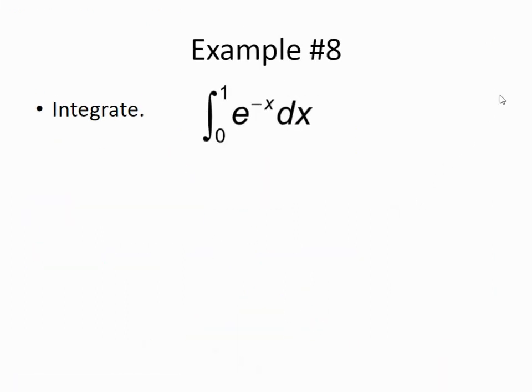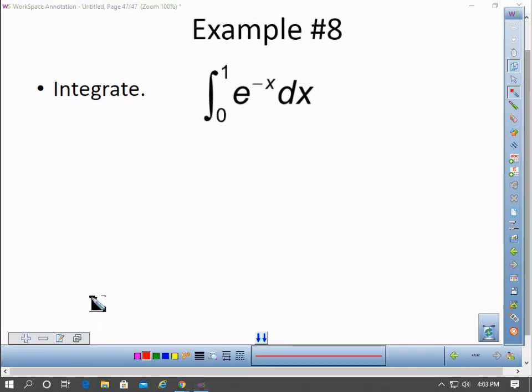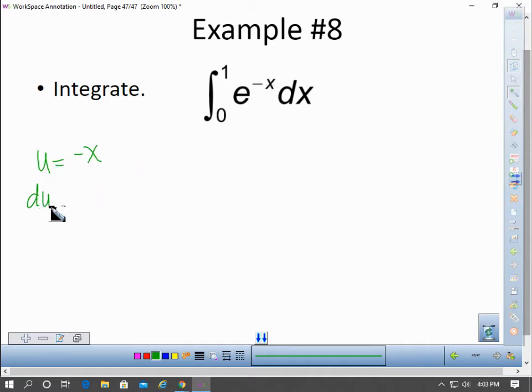Number 8. Now let's start doing some limits of integration, and have numbers on here so we get the area to the x-axis. All right, so for this one, I'm going to let my u be -x because that's my exponent. So du is -1 dx. So dx is going to equal du divided by -1, or just negative du.